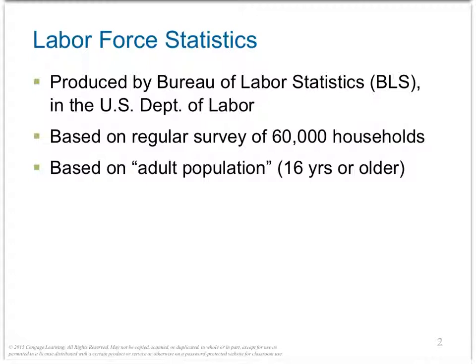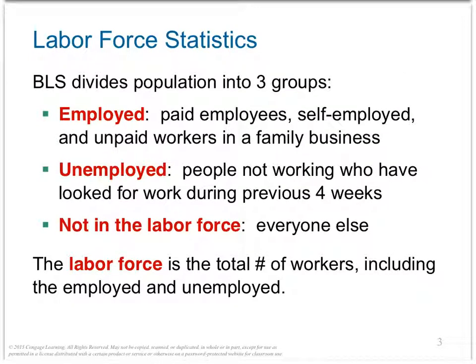Okay? And from the answers of this survey, the BLS places each adult, and when we say adult, it is age 16 years old and older, in each surveyed household into the following categories. The first one is employed. This category includes those who work as paid employees, work in their own business, or work as unpaid workers in a family member's business. Okay, paid employees, self-employed, and unpaid workers in a family business are categorized as employed.